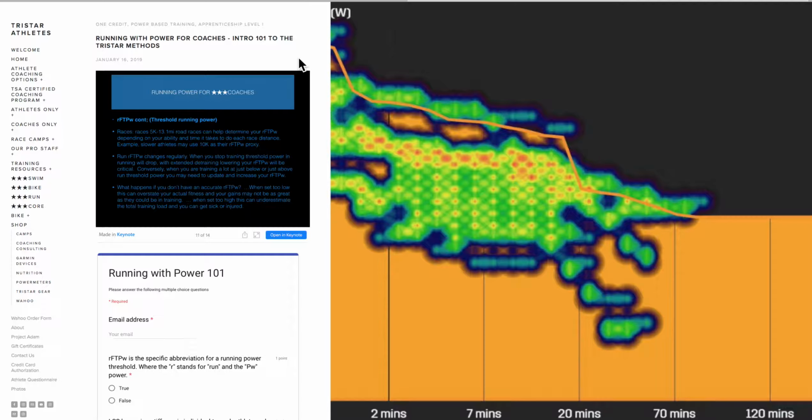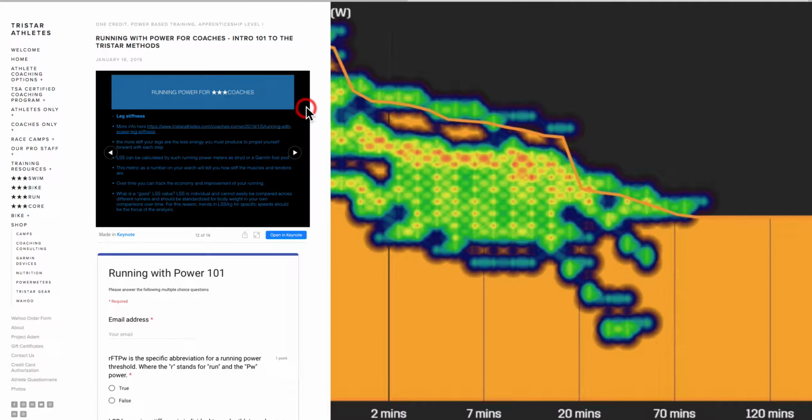What happens if you don't have an accurate RFTPW? When set too low, this can overstate your actual fitness, and the gains may not be as great as they could be in training. And when set too high, this can underestimate the total training load, and you can get sick or injured. So that's not good either. Accuracy as best you can.